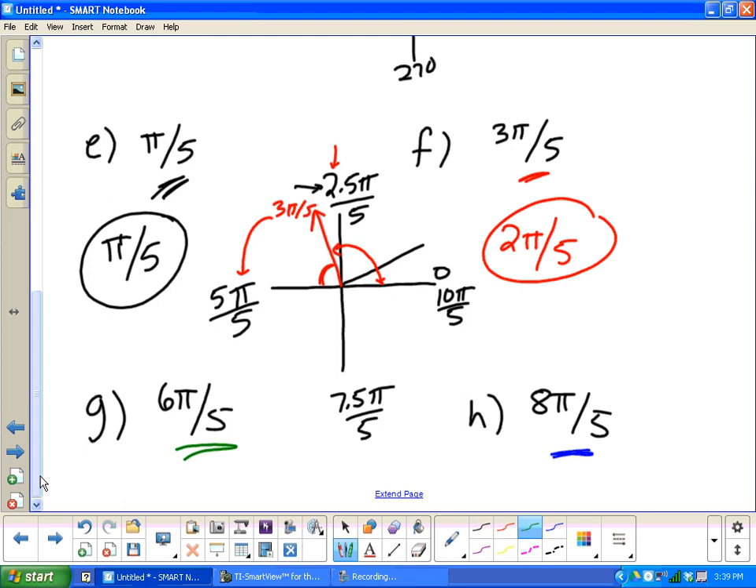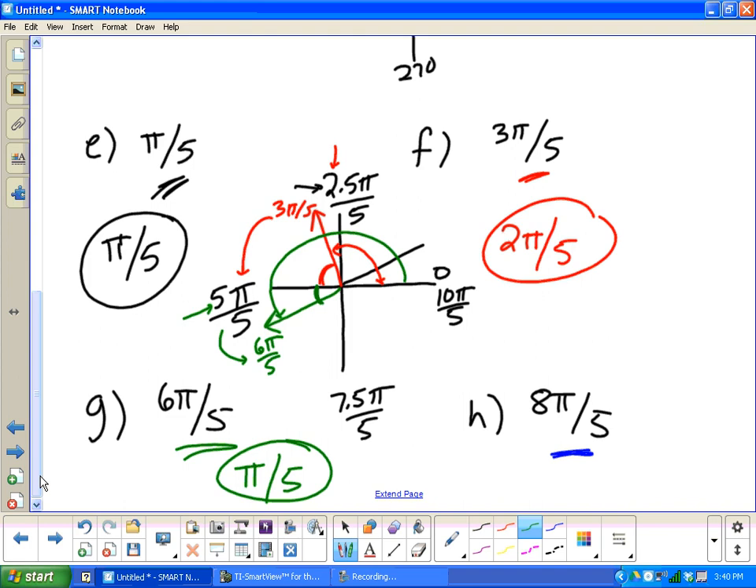Okay, now on G, we're at 6 pi over 5. So notice there's 5 pi over 5. So 6 pi over 5 would just be past there. And so the reference angle, again the angle formed with the x-axis, would be there. And so we're looking for just this much. All the way around here is 5 pi over 5, and then we're going to 6 pi over 5. So from 5 pi over 5 to 6 pi over 5, we're going a pi over 5 to get there. So my reference angle there is pi over 5.